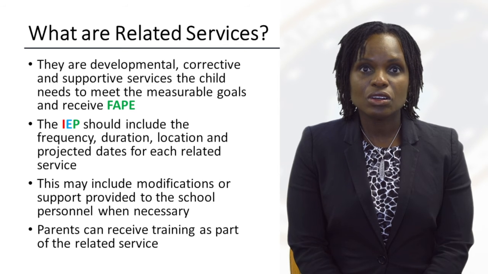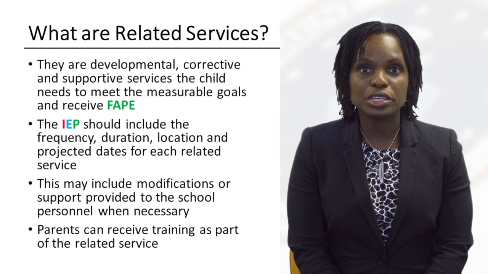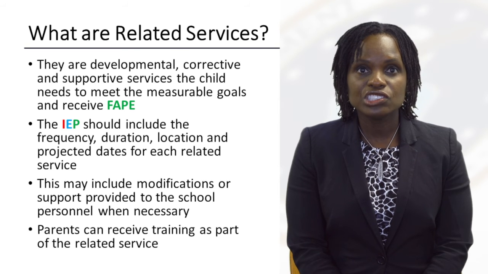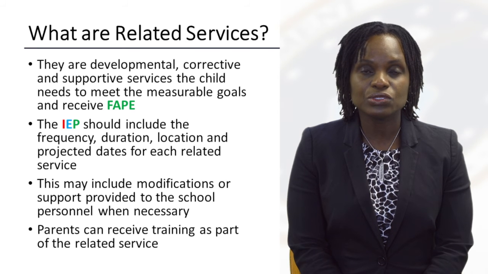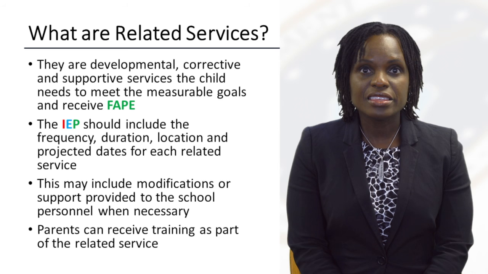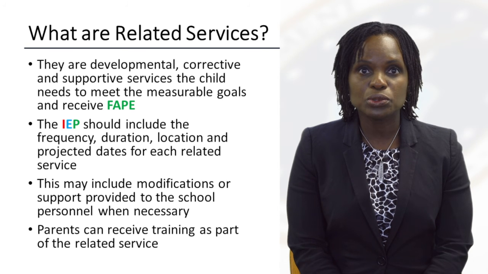Related services are developmental, corrective, or supportive services that your child needs to meet their measurable goals and to receive a free and appropriate public education. The IEP should include the frequency, duration, location, and projected date for each related service. This may include modifications or supports provided by the school personnel.